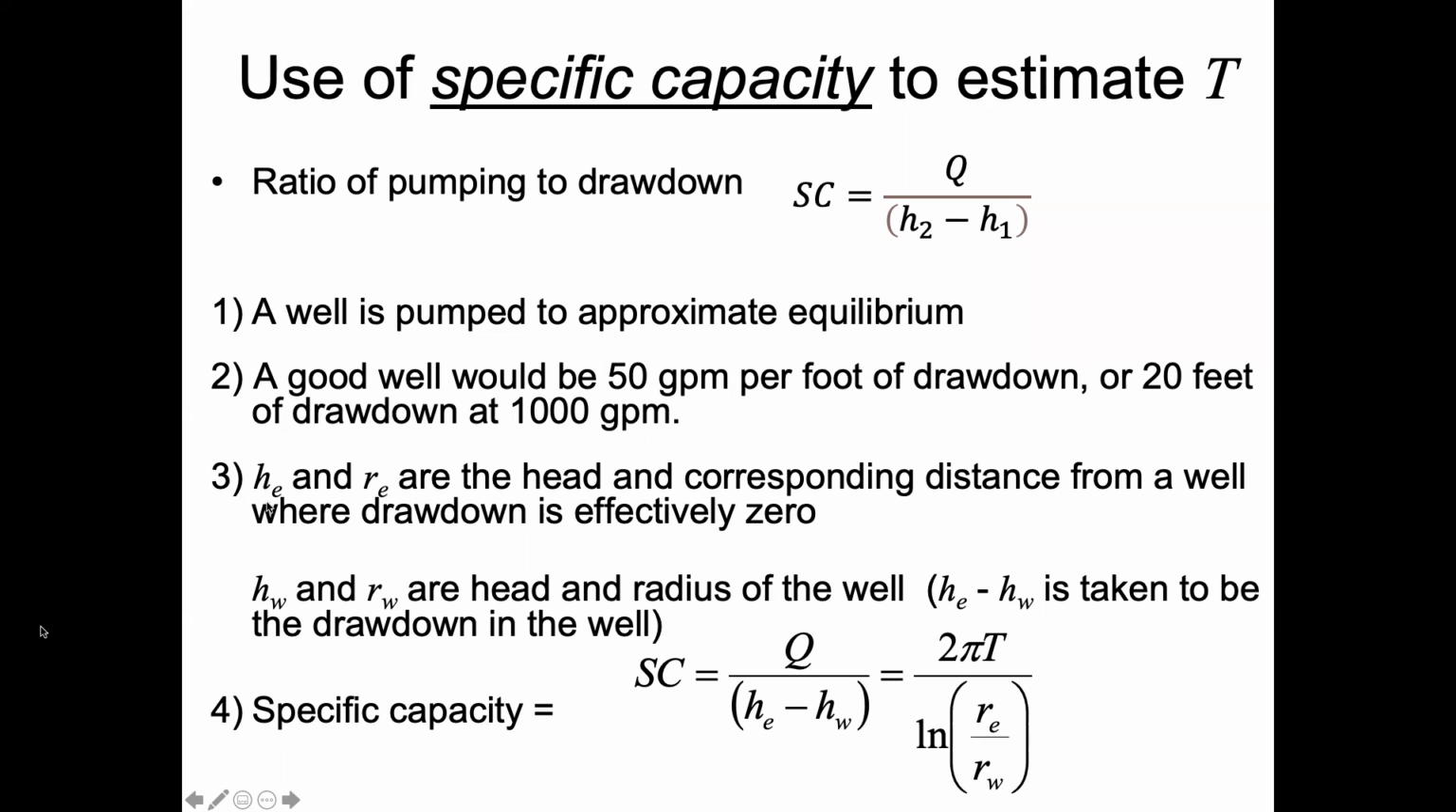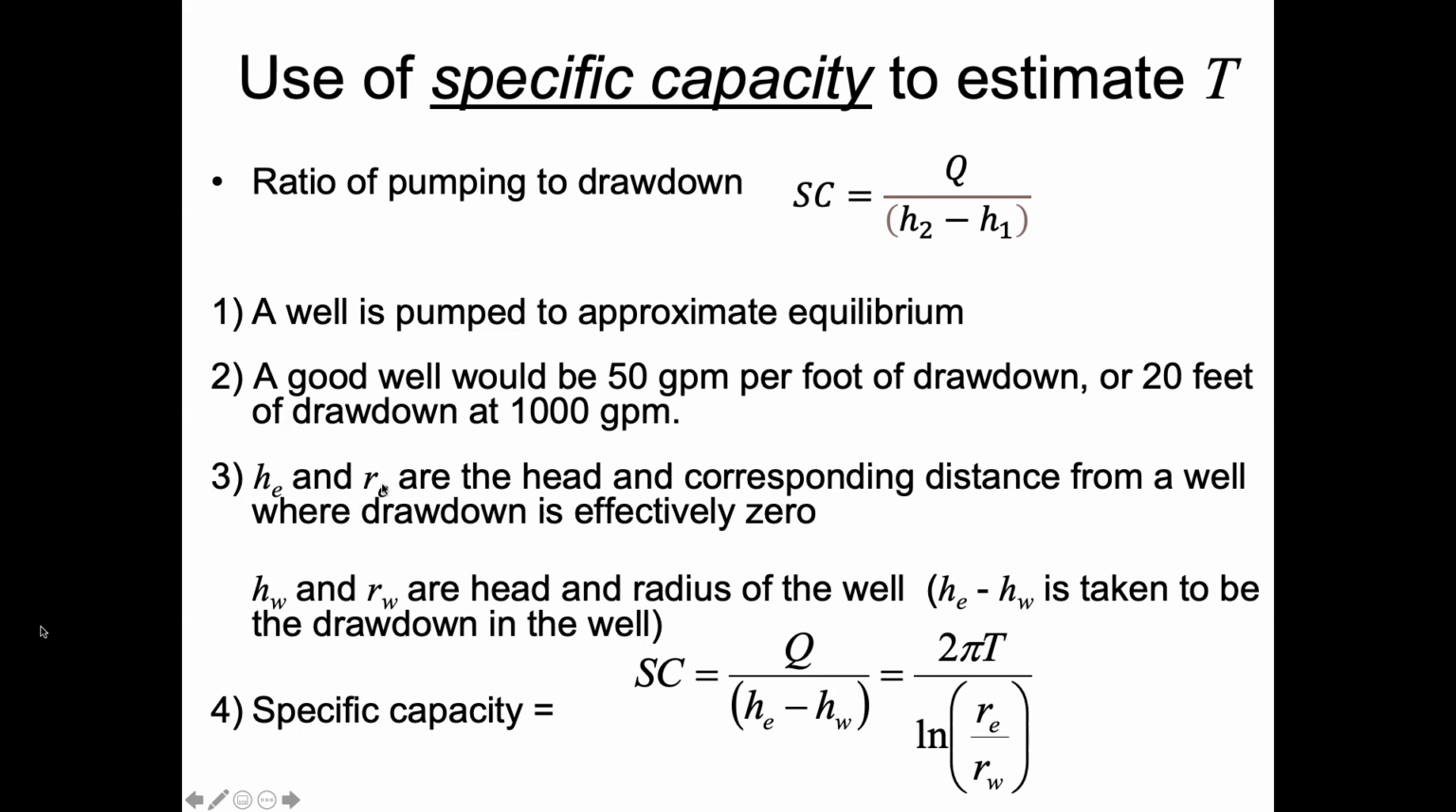Now, when we begin to use this equation to estimate our specific capacity down here, our specific capacity is going to be set equal to our volume of discharge or pumping over this change in our heads. Now, E corresponds to effective, where you would move to an effective drawdown of 0. So what is your head level at an effective drawdown of 0?